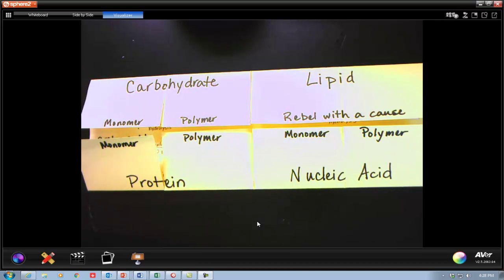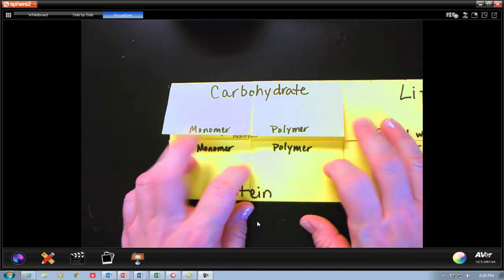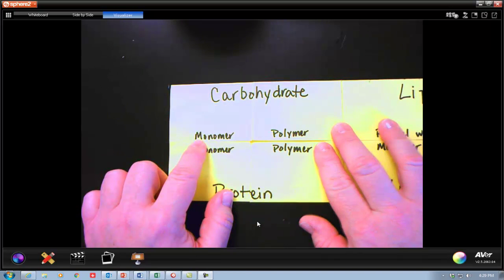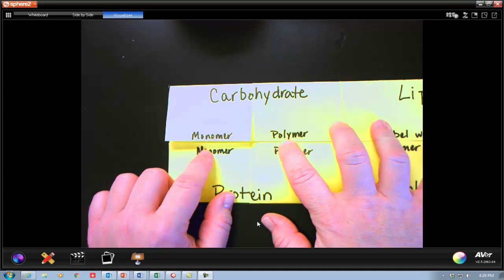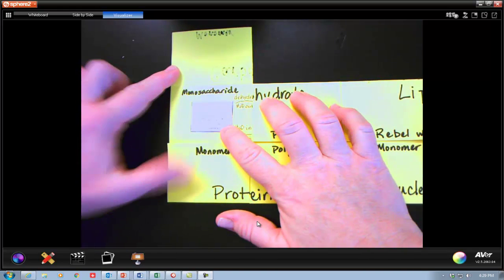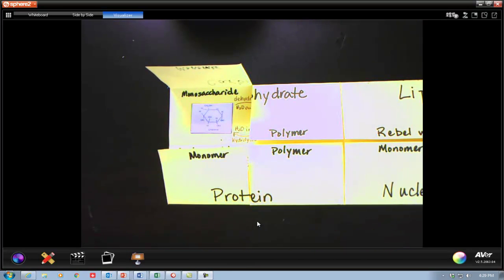So let's start by looking at the carbohydrate. The carbohydrate has a monomer and a polymer. Remember that mono means one and poly means two or more. So the monomer for the carbohydrate, if we flip this up, looks like this. It is a ring, and we talked about we love carbohydrates. These are our breads and pastas and rice, and so we love carbohydrates.